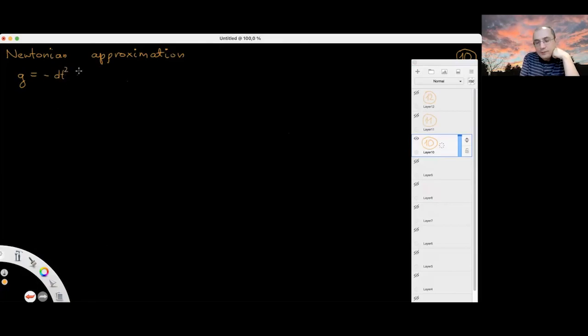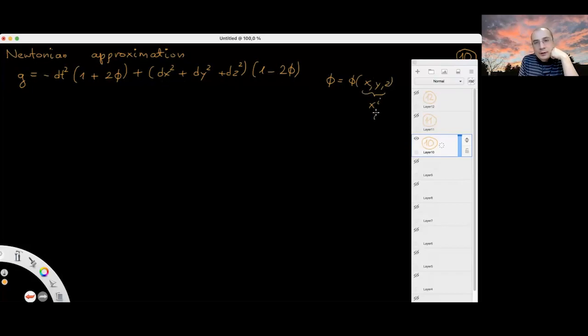g: dt squared times (1 plus 2 phi) plus (dx squared plus dy squared plus dz squared) times (1 minus 2 phi). Phi is a function which depends just on the position x, y, z, which I will also call x^i, with i being equal to 1, 2, 3. And time will also be known as x^0.